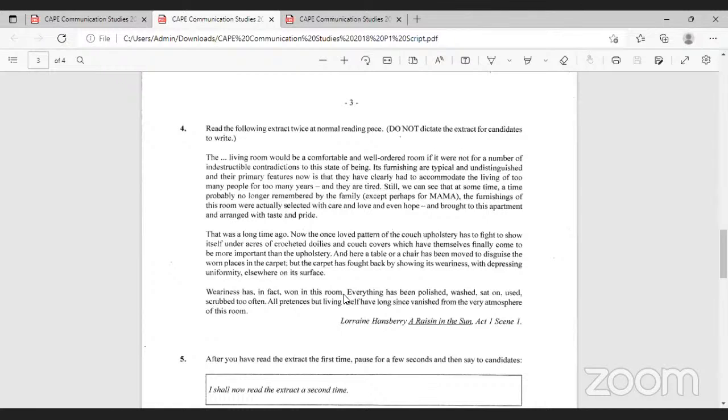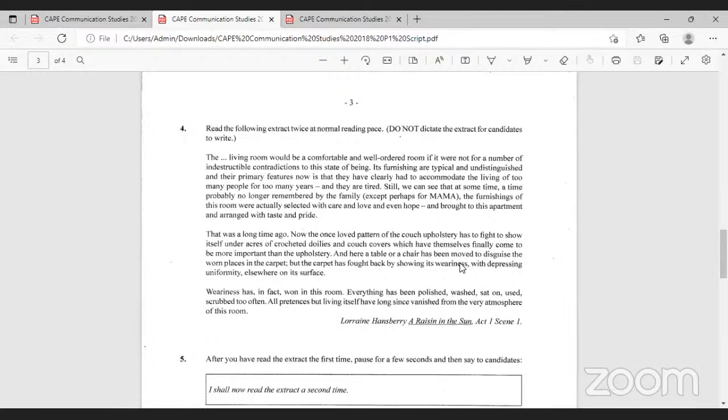And here a table or chair has been moved to disguise the worn places in the carpet. The carpet has fought back by showing its weariness with depressing uniformity elsewhere on its surface. Weariness has in fact won in this room. Everything has been polished, washed, sat on, used, scrubbed too often. All pretenses but living itself have long since vanished from the very atmosphere of this room. Right? Read it again.